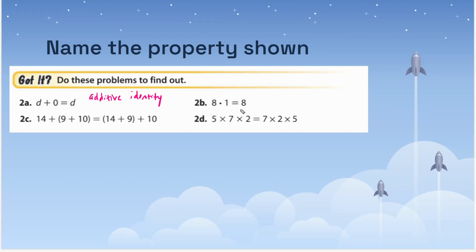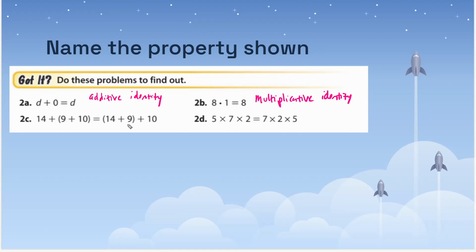2b. 8 times 1 equals 8. If you multiply a number and it remains the same, that is the multiplicative identity.